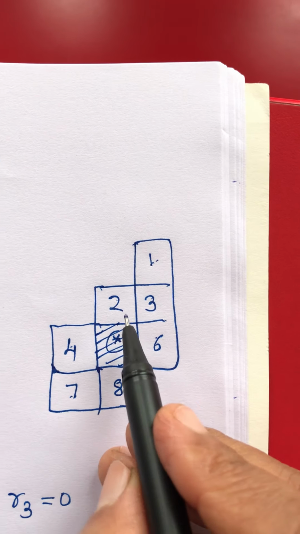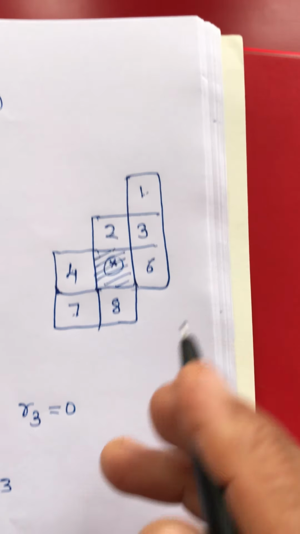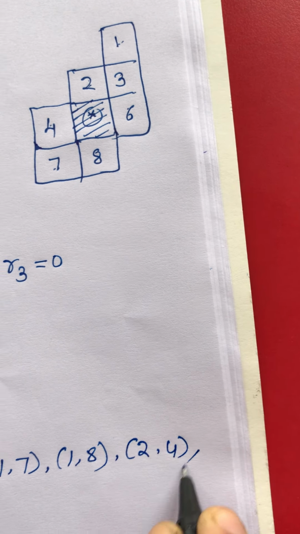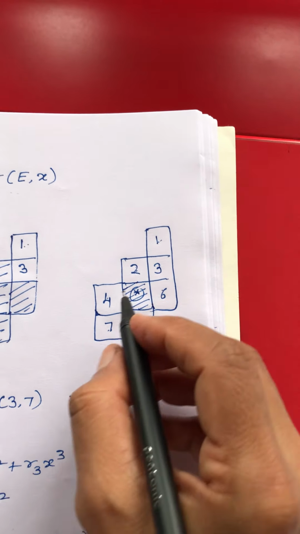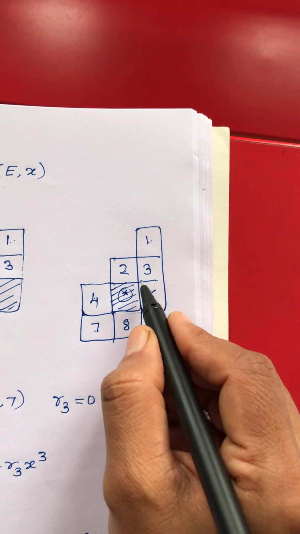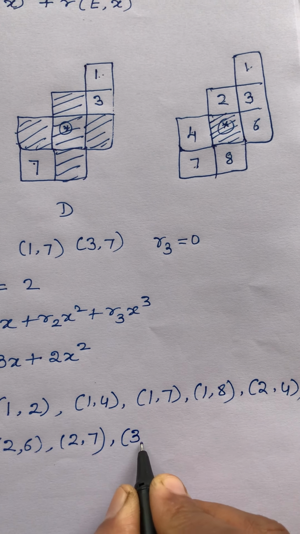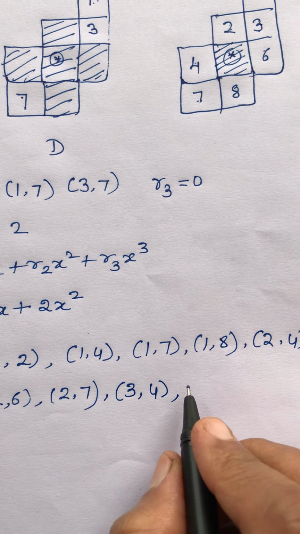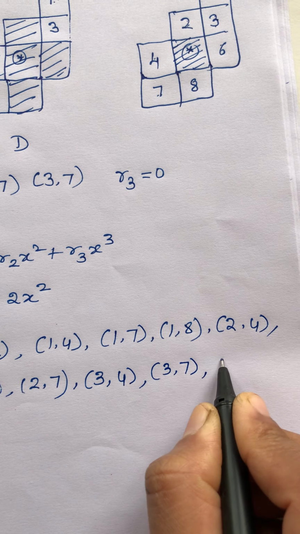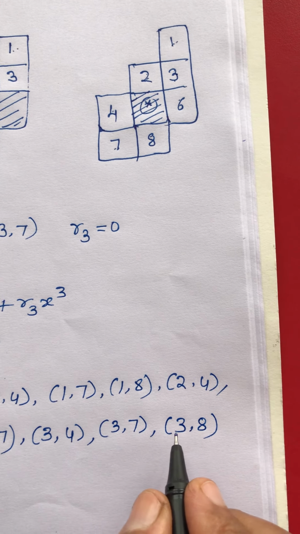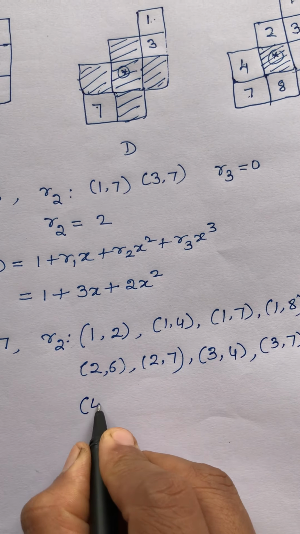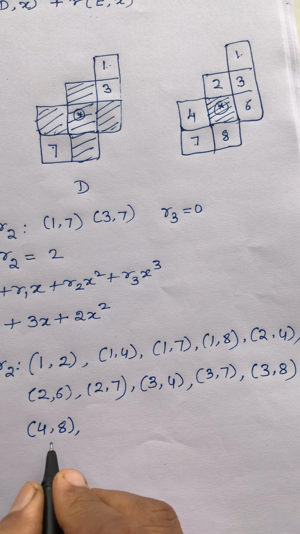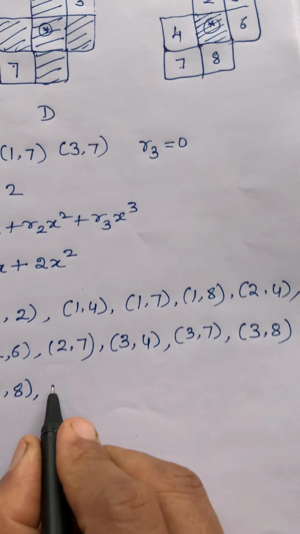Next, starting from 2: 2, 4, 2, 6, 2, 7. Next, starting from 3: 3, 4, 3, 7, 3, 8. Next, starting with 4: 4, 8. Next, starting with 6: 6, 7, 6, 8.